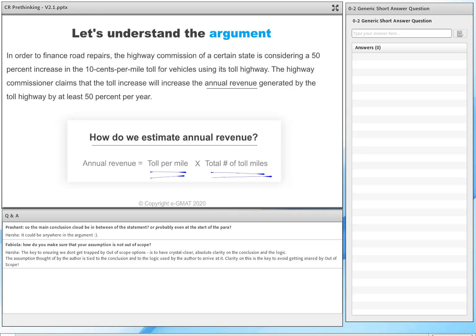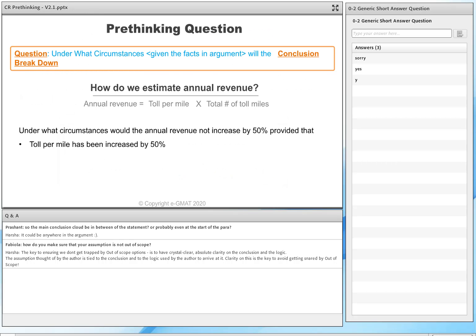Everyone read the argument. Is that clear? It's fairly simple. Right? Now, what is given to us? Remember, our falsification question remains the same. Under what circumstances, given the facts in the argument, will the conclusion break down?